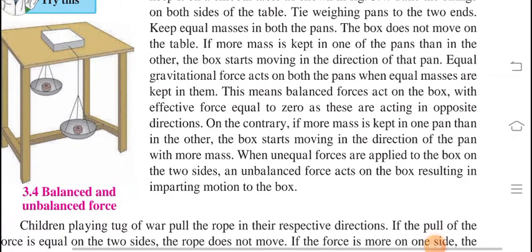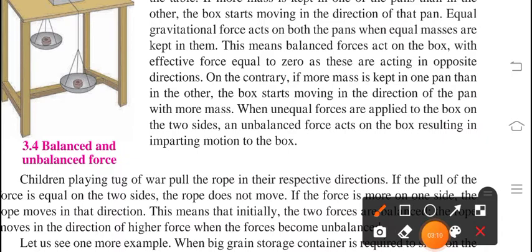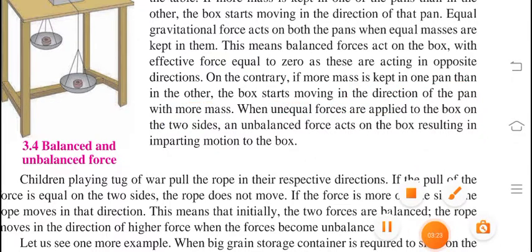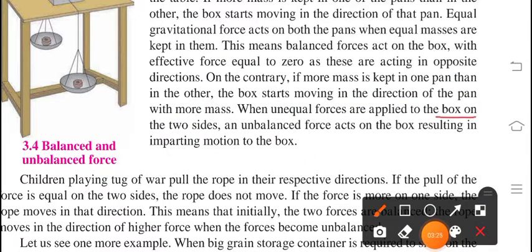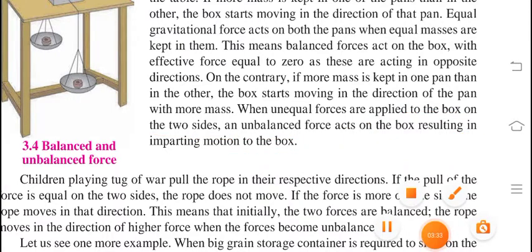So we can say that if more mass is kept in one pan than the other, the box starts moving in the direction of the pan with more mass. When unequal forces are applied to the box on the two sides, an unbalanced force acts on the box, resulting in imparting motion to the box.